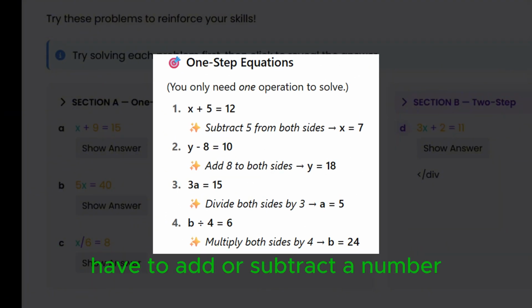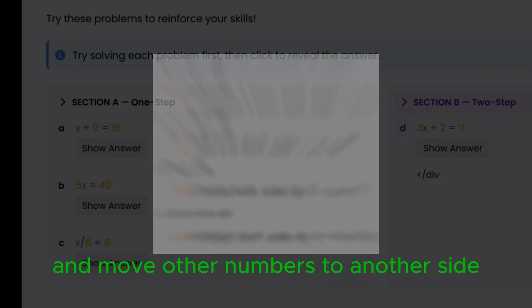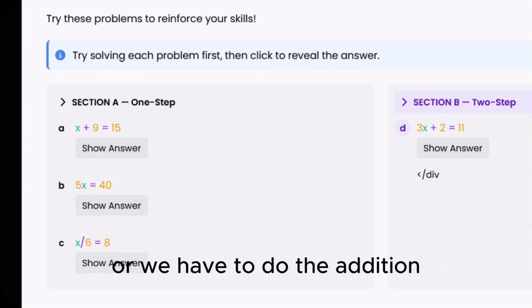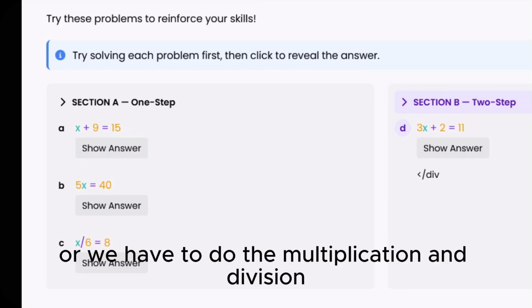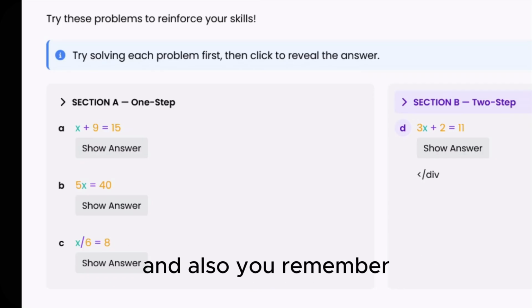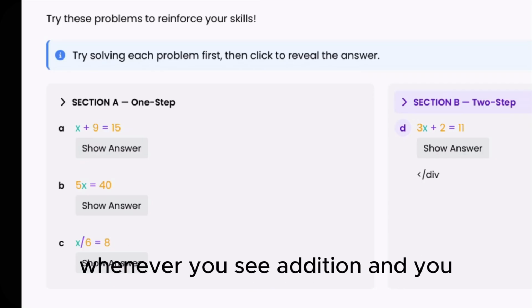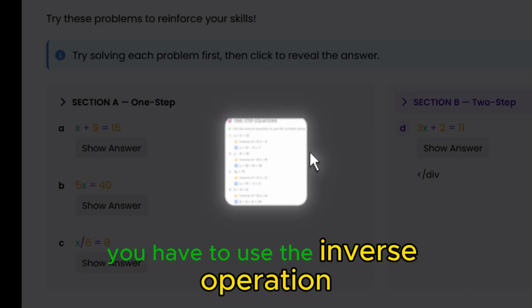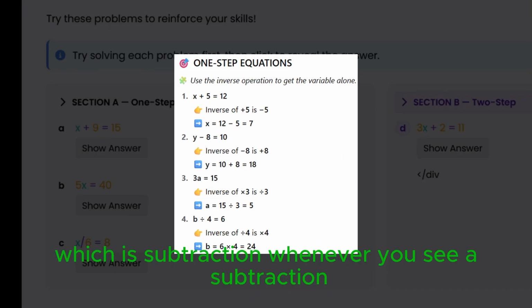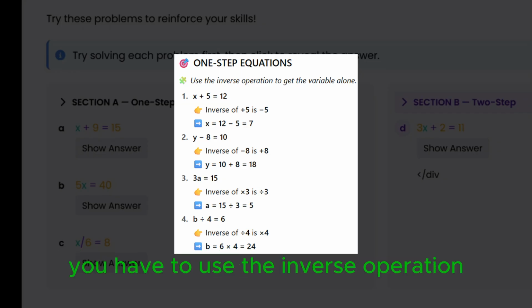Either you have to add or subtract a number in order to get your variable, which we know as x, isolated and move other numbers to the other side, or we have to do multiplication and division. And also you remember, whenever you see addition, you have to use the inverse operation, which is subtraction. Whenever you see a subtraction, you have to use the inverse operation, which is addition, and so on and so forth.